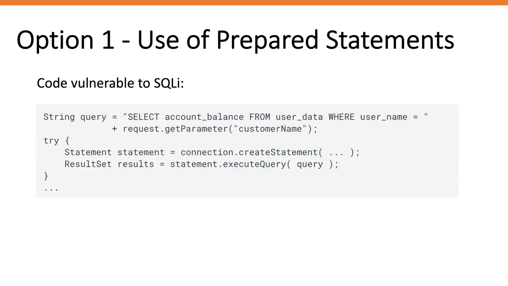Okay, so let's take an example first. You've got a code block over here. The first one, which is the query, selects the account balance from the user data table where username is equal to request.getParameter customer name. So what this does is it takes user-controlled input, customer name, and adds it directly to the query. It defines the structure of the query, and then it executes the query.